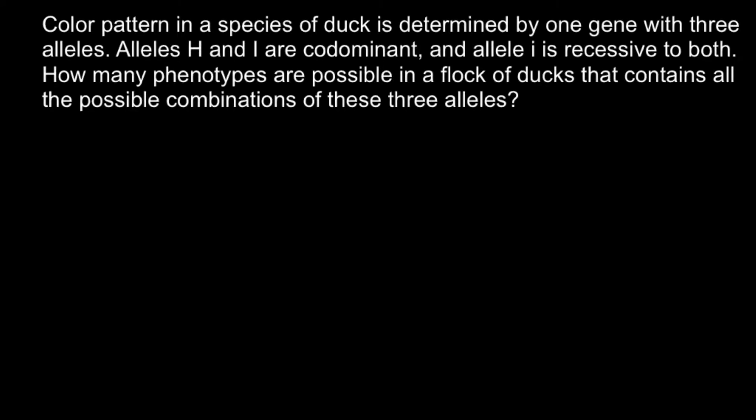Hi, today's problem is: color pattern in a species of duck is determined by one gene with 3 alleles. Alleles capital H and capital I are codominant, and allele small i is recessive to both. How many phenotypes are possible in a flock of ducks that contains all the possible combinations of these 3 alleles?